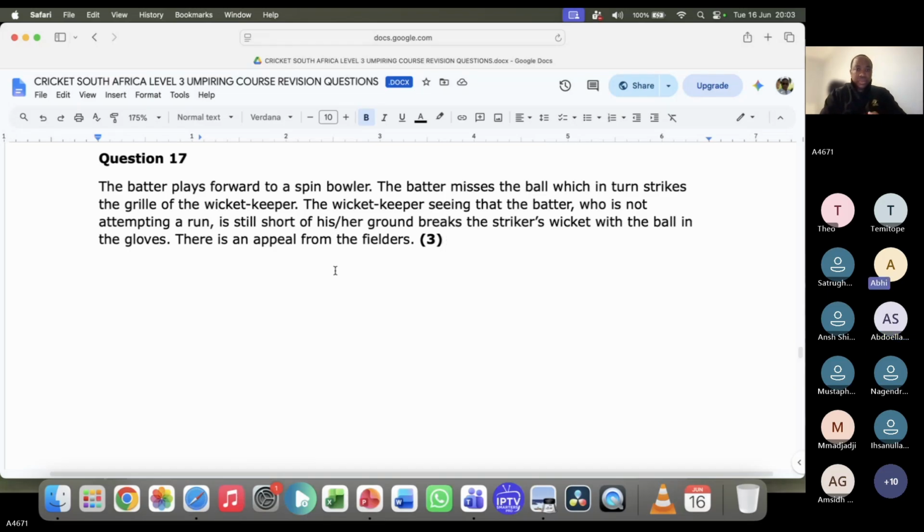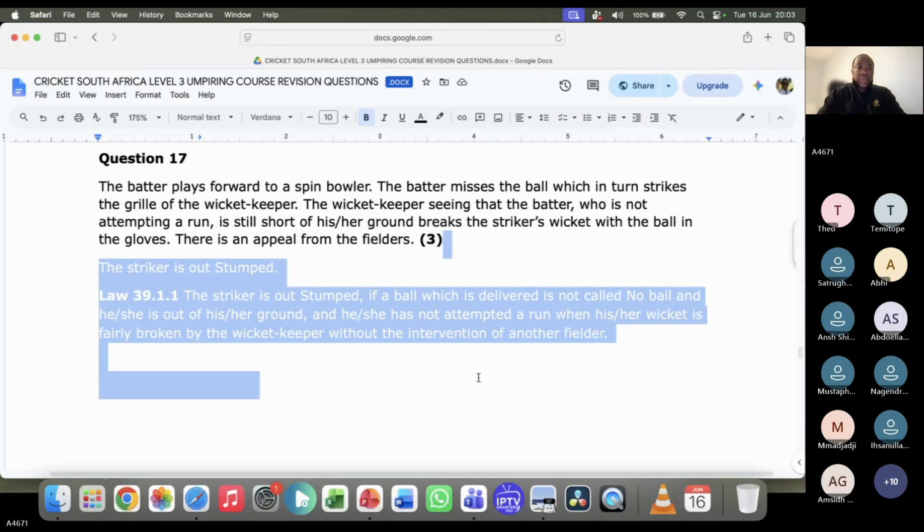Thanks, Abdullah and Tom. So, as the wicketkeeper broke the stumps with the ball in the gloves and the batter was not attempting a run, it will be out stumped. So, though the ball came off the wicketkeeper's grill, it's still part of the person and is considered legal. So that would be the answer. Yeah. That's correct, Abhi. The striker is out stumped.